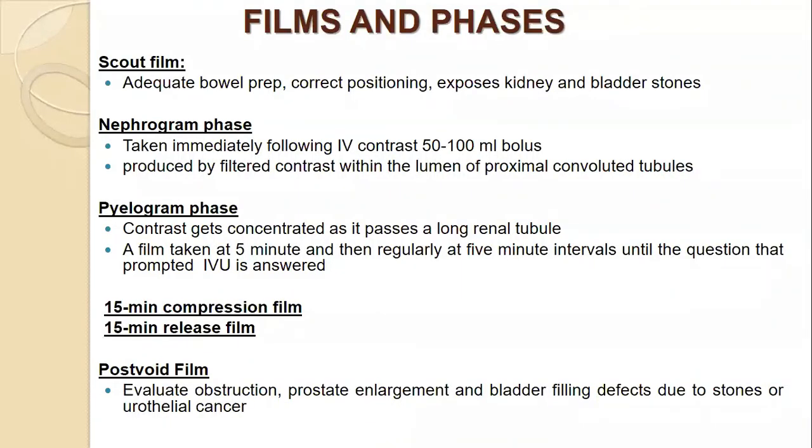So the IVU films and phases. First of all, we take a scout film, which tells about the bowel preparation, correct position, and exposes kidney and bladder stones. The next immediate film is the nephrogram phase, taken immediately following IV contrast, which tells about the filtered contrast within the lumen of the proximal convoluted tubules.